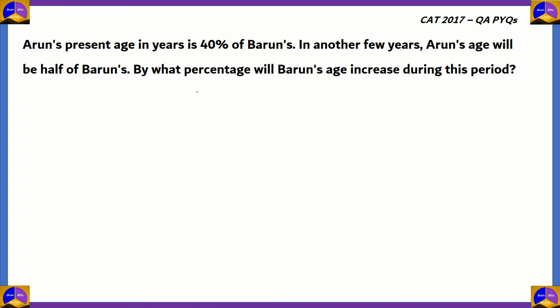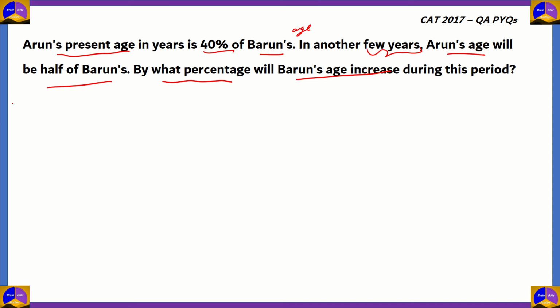Now let's look at what's given to us. The present age of Arun is 40% of Barun's age. Now, in another few years, the number is not being determined, Arun's age will be half of Barun's. Now, whenever that happens, of course, both Arun and Barun would have higher ages. So we need to understand by what percentage will Barun's age increase during this period. So we don't have specific values, but we do have some progression happening in numerical values that we don't know.